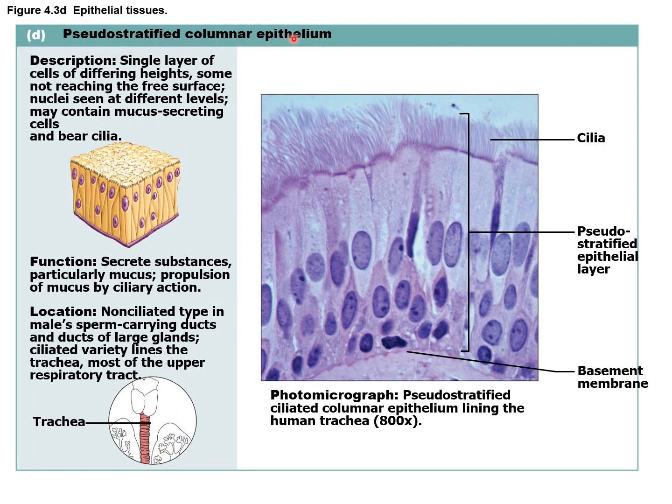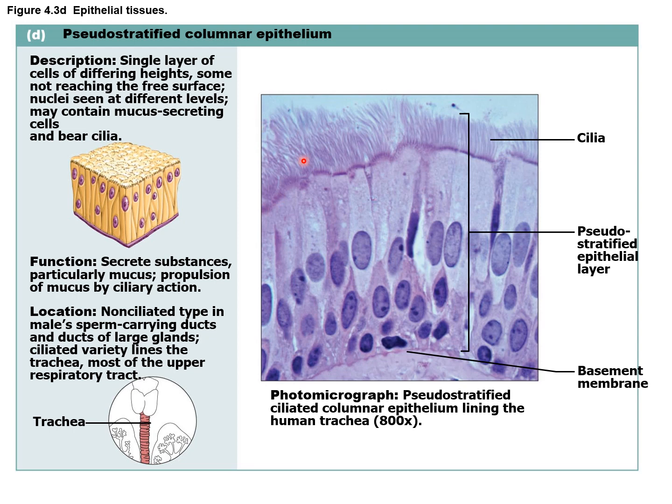Pseudostratified columnar epithelium. The reason it's called this is because it appears to be multiple layers. Look at the layers of nuclei, when in reality there's only one layer, because all of these cells touch the basement membrane. Some cells are shorter than others, which make it appear stratified. Pseudo means false. Pseudostratified, therefore, means falsely stratified, because this epithelia appears stratified, but it's really not.